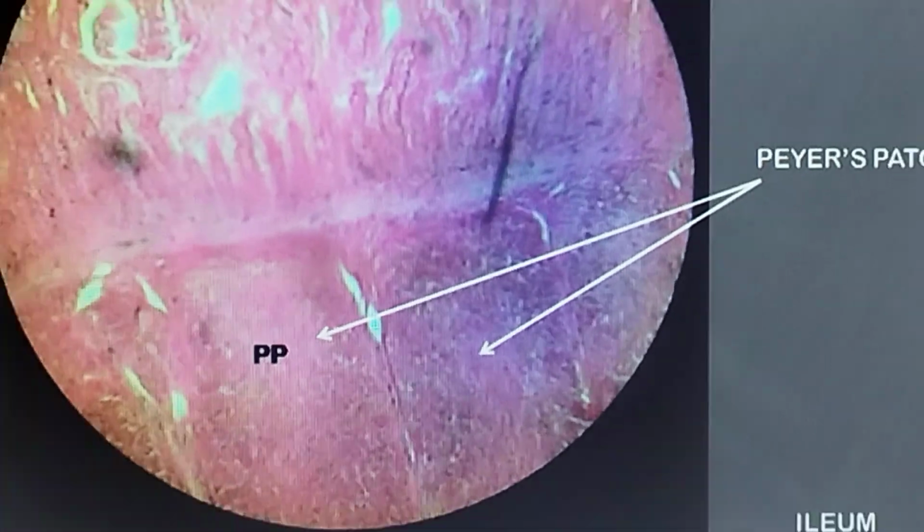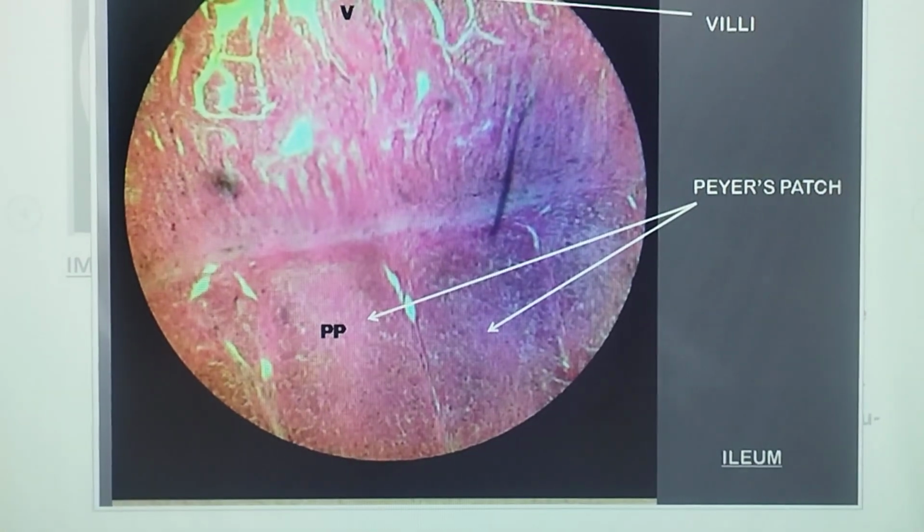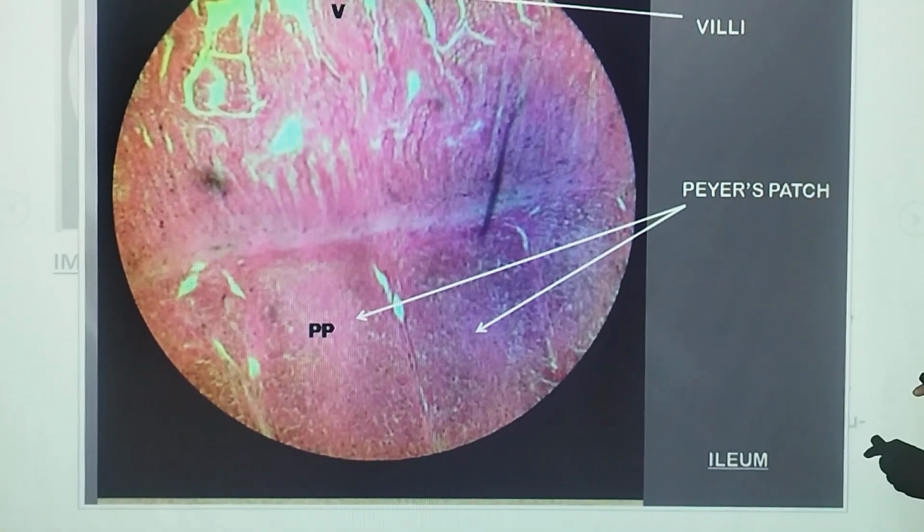Good morning, students. Today we will be seeing the histology of ileum. So in the previous videos we had seen histology of duodenum and jejunum. So this slide belongs to ileum.